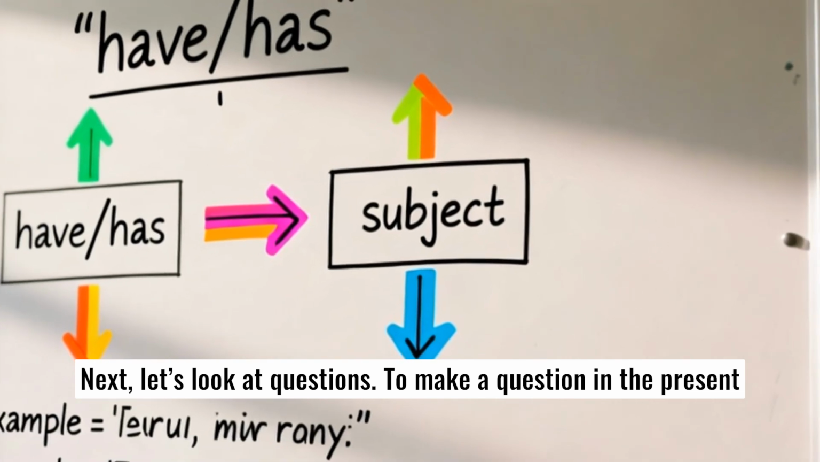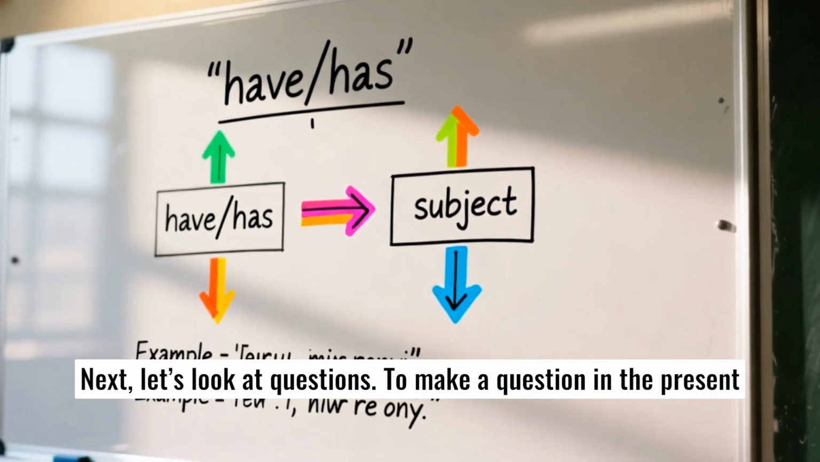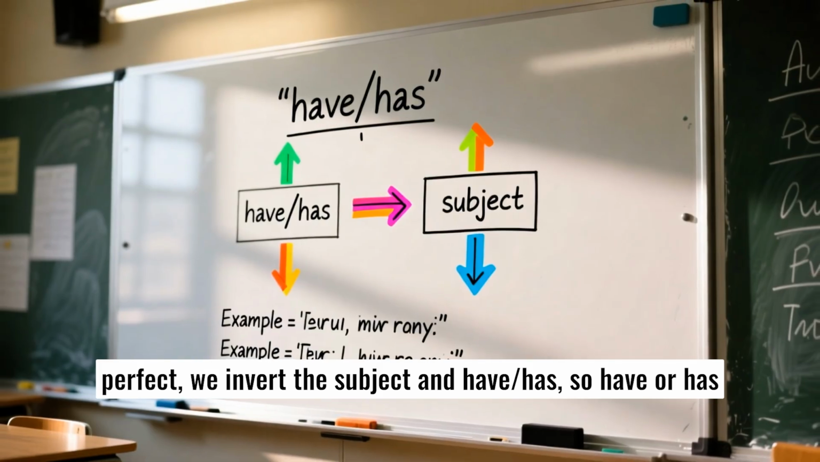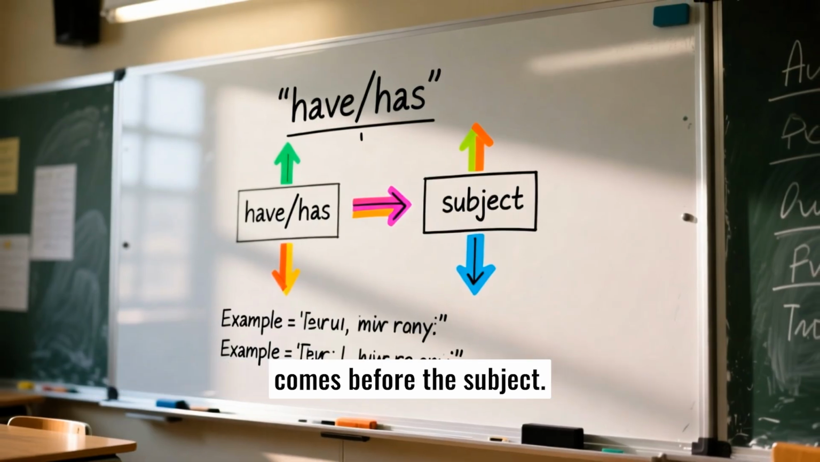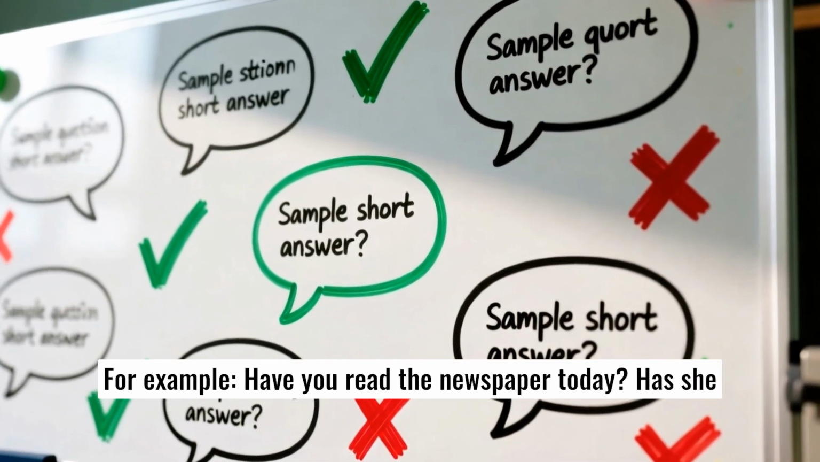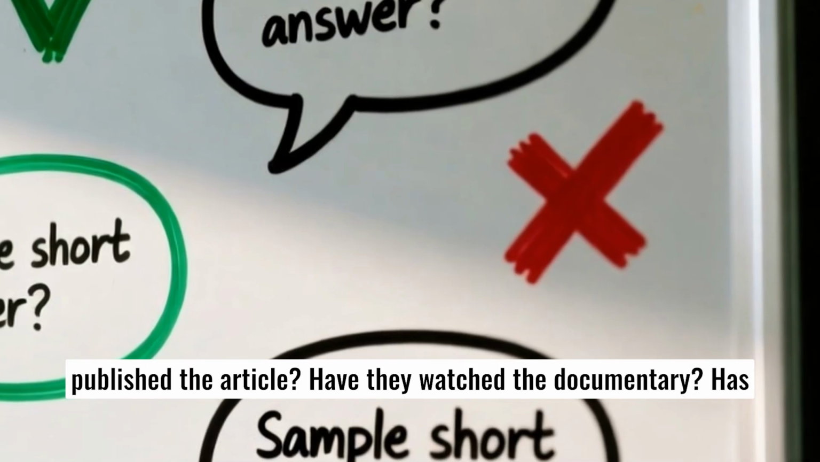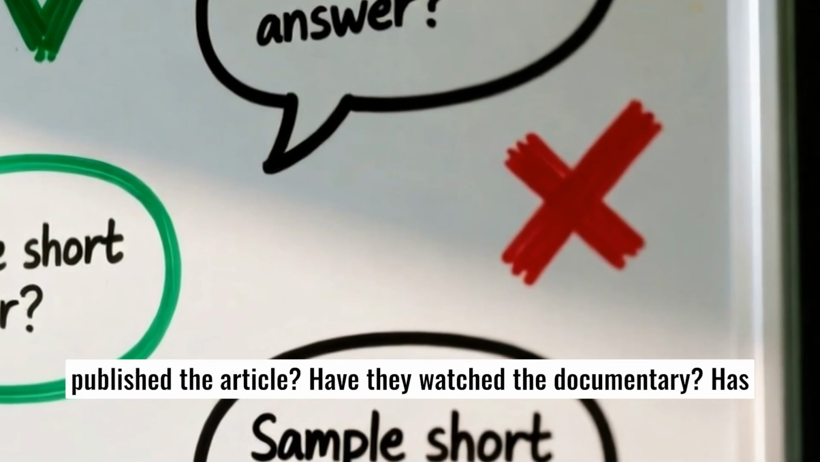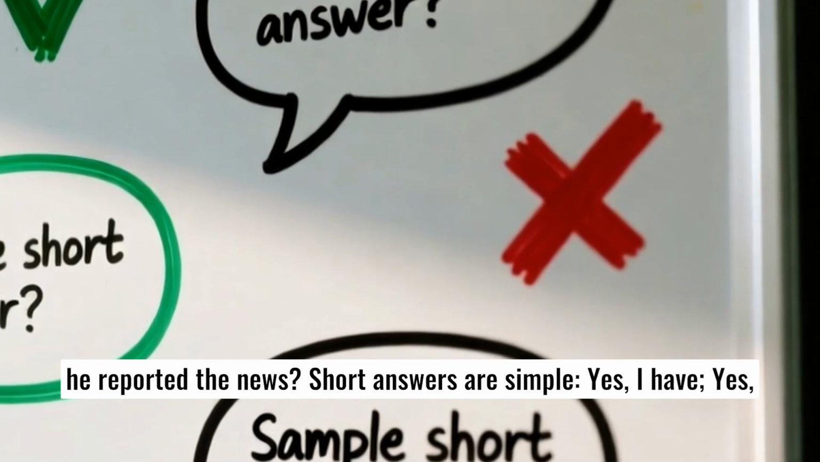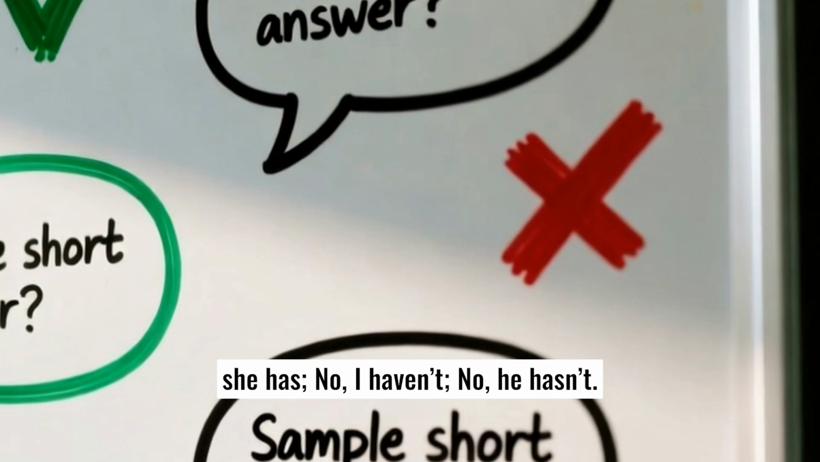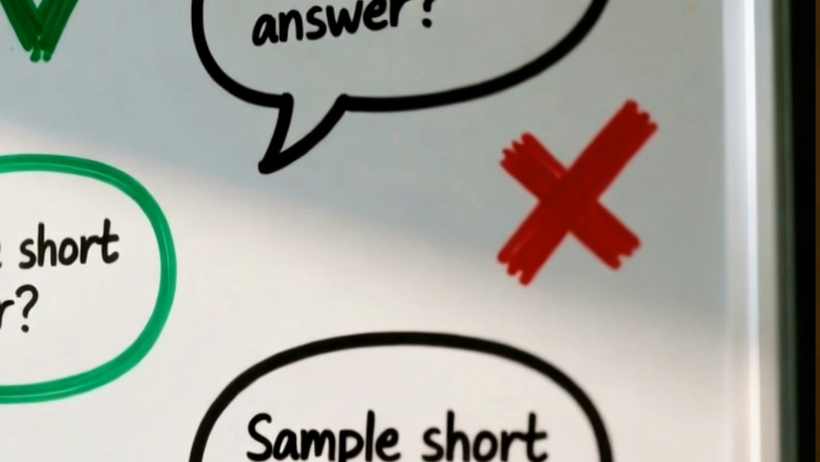Next, let's look at questions. To make a question in the present perfect, we invert the subject and have or has, so have or has comes before the subject. For example, have you read the newspaper today? Has she published the article? Have they watched the documentary? Has he reported the news? Short answers are simple, yes, I have, yes, she has, no, I haven't, no, he hasn't.